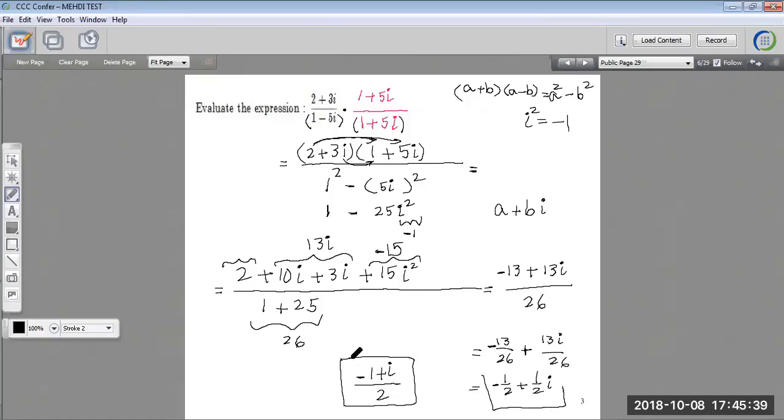So for this kind of problem, we need to multiply by its conjugate, and don't forget i squared is equal to minus 1, and the goal is to not have any i at the bottom of the fraction.